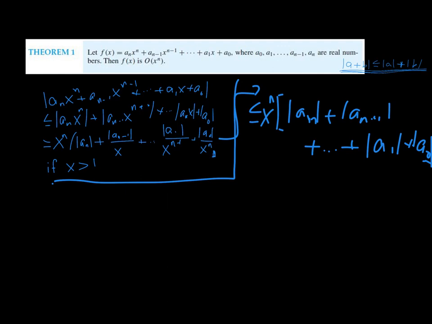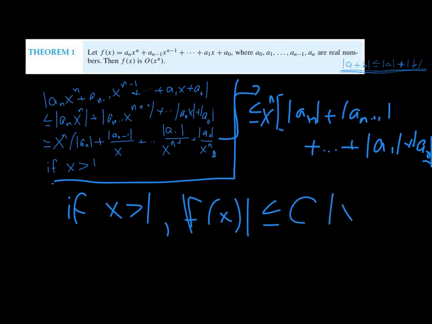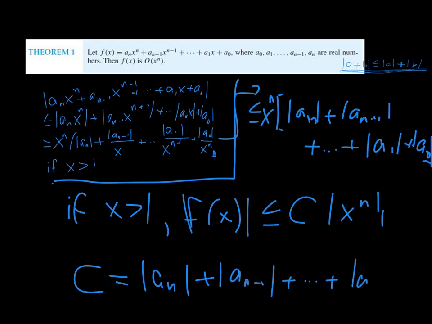And that's everything, because we noted that x had to be bigger than 1 right there, so that means that if x is bigger than 1, we have that our function f(x) is less than or equal to c times x^n, where in this case c is equal to the sum of all those constants, absolute a_n plus absolute a_(n-1) plus a_1 plus a_0.